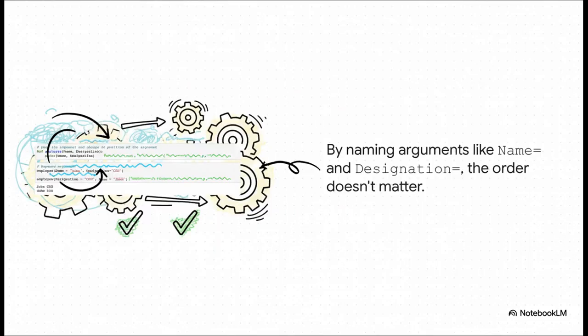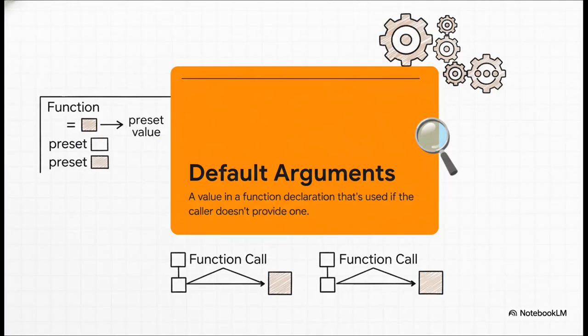And this is where you really see the power of keyword arguments. Just look at those two function calls. In the second one, we've completely flipped the order, passing designation before name. But because we labeled them, Python doesn't get confused at all. It knows exactly where each piece of information is supposed to go. And the output is exactly the same. So cool.